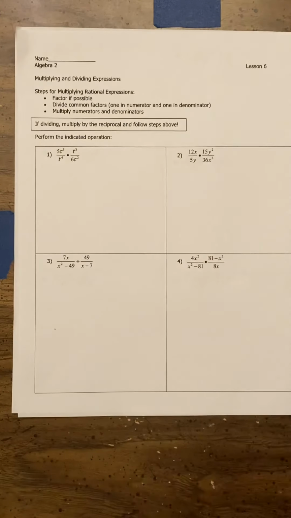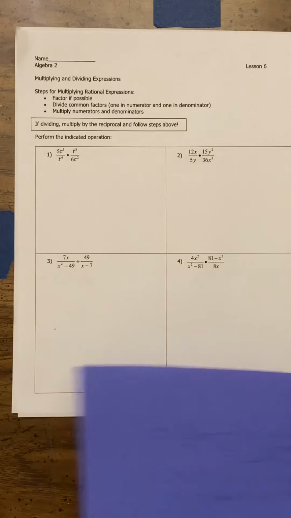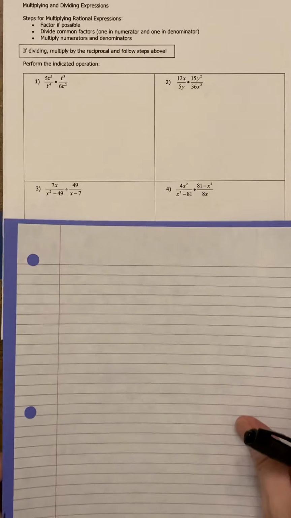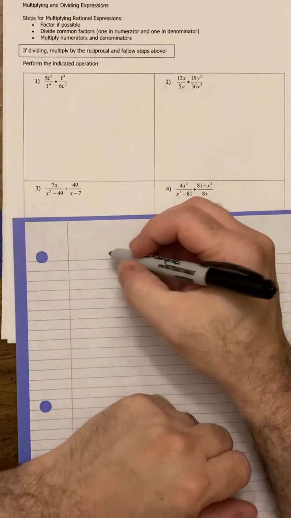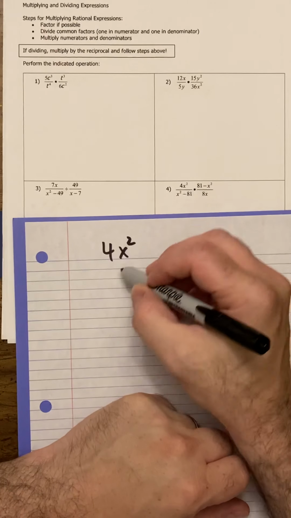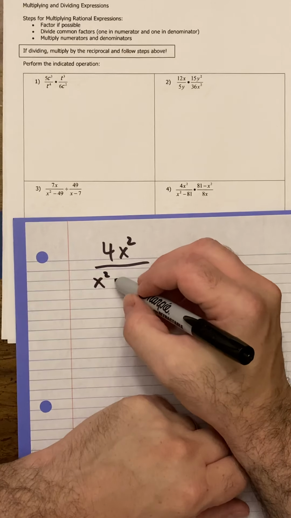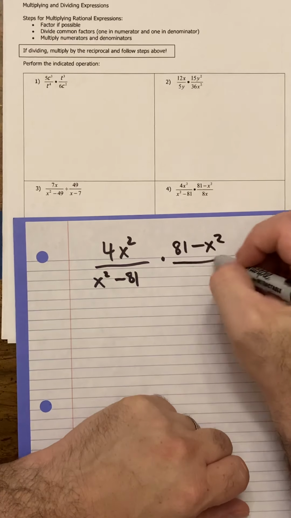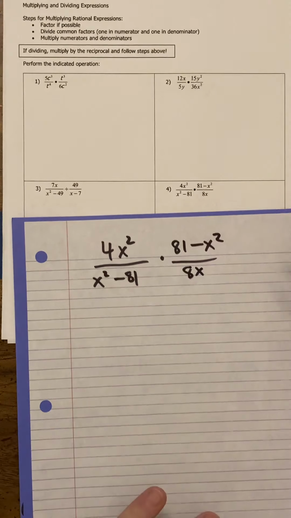I'll get another sheet of paper, only because this is pretty small and I want you to be able to see it better. So let's take a look. What do we have? We have 4x squared over x squared minus 81 times 81 minus x squared over 8x. Factor what you can.